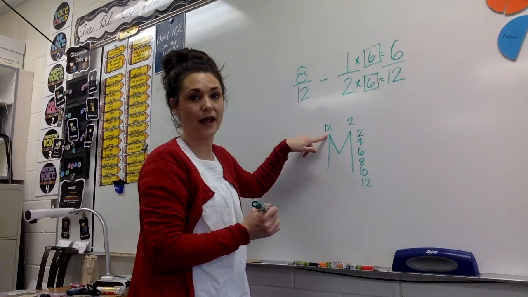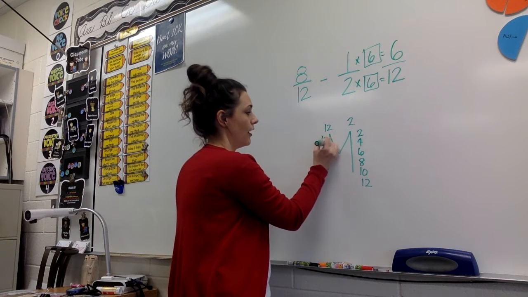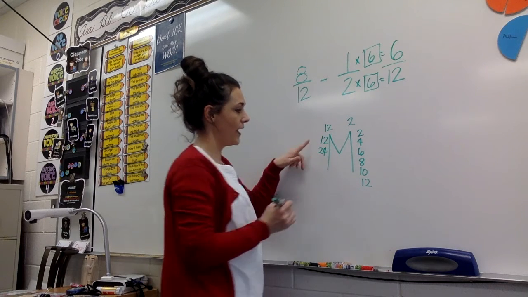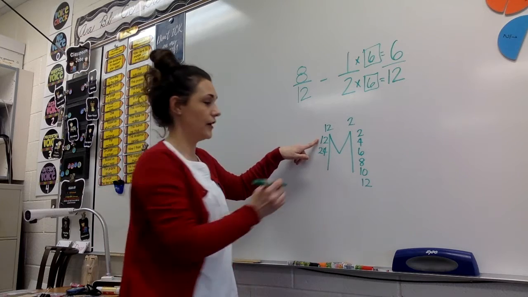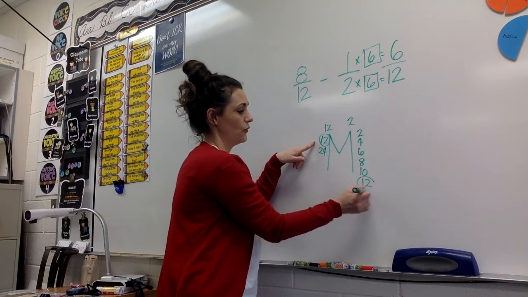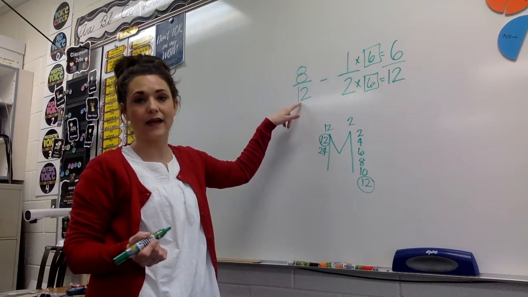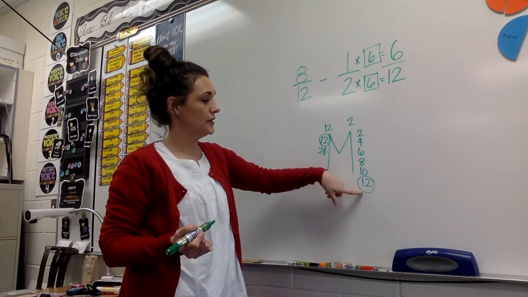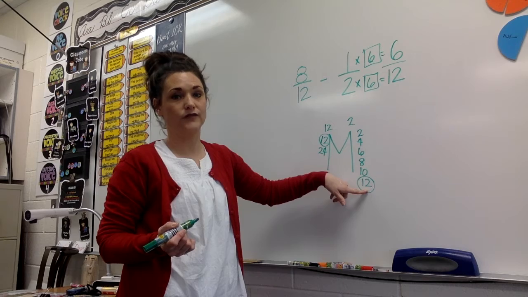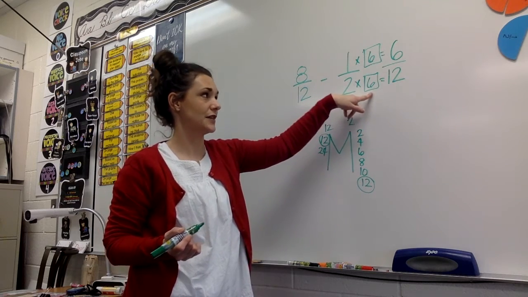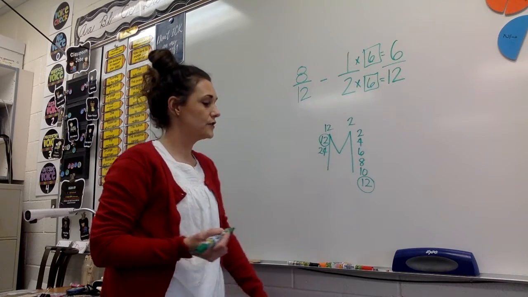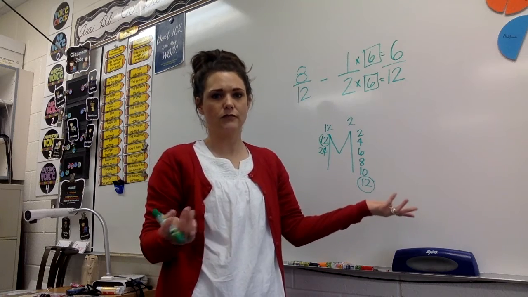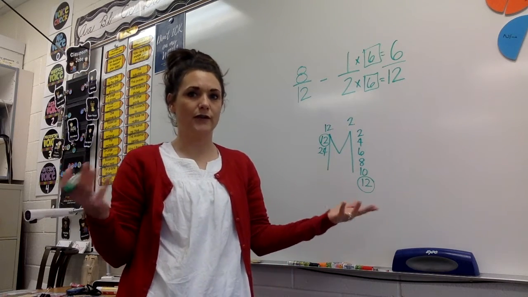And on this side, I would say 12, 24. Oh, wait, hang on. I already have a 12 there, so I have 12 and 12. So I know, oh, I can keep my 12, and I can just change this 2 to that multiple of 2, which is 12. 2 times 6 is 12. So that's how you can kind of figure out, oh, do I need to change one or do I need to change both?